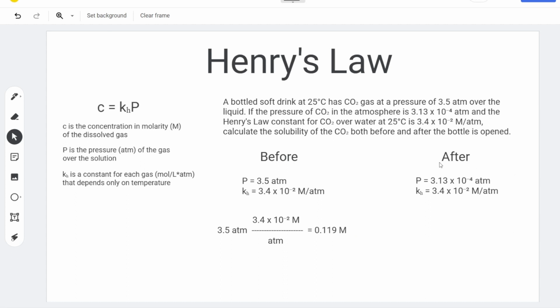Now for after the bottle is opened, we know that the pressure will now equal the atmospheric pressure of carbon dioxide, aka 3.13 times 10 to the negative 4 atm, which is provided. The Henry's law constant will stay the same. Now we can multiply these two values together to solve for the solubility of CO2 after the bottle is opened. And we get about 1.06 times 10 to the negative fifth molarity.